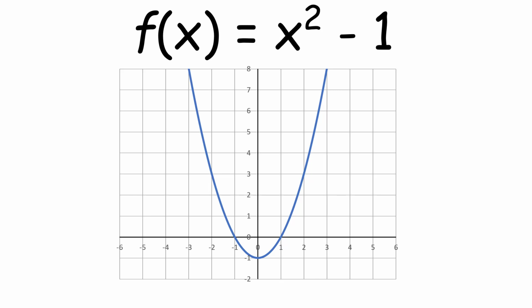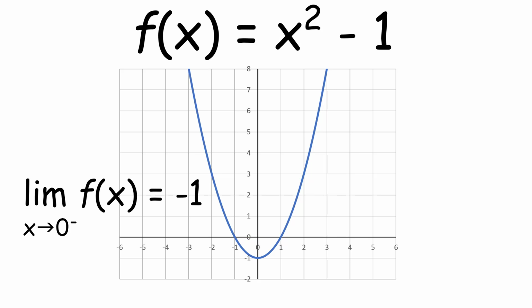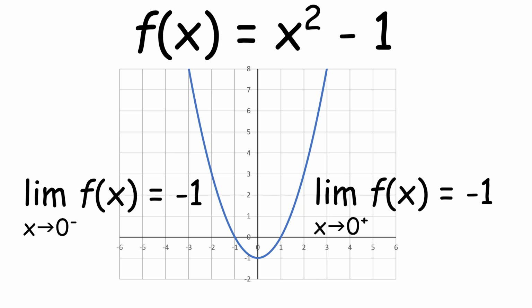We can use the graph to see the value of f of x as x moves closer to 0 from the left or negative side. The limit on the negative side is getting closer to negative 1 as x increases towards 0. We can do the same from the positive side, and we get the same result. In general, as x gets closer to 0 from any direction, the function output gets closer to negative 1.